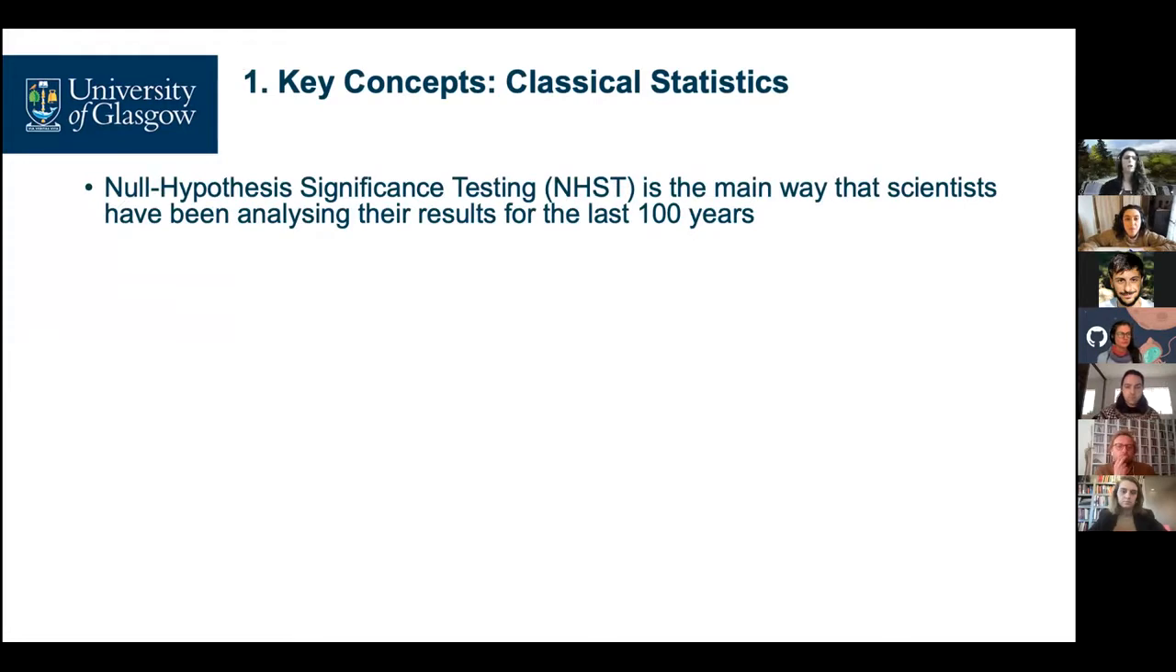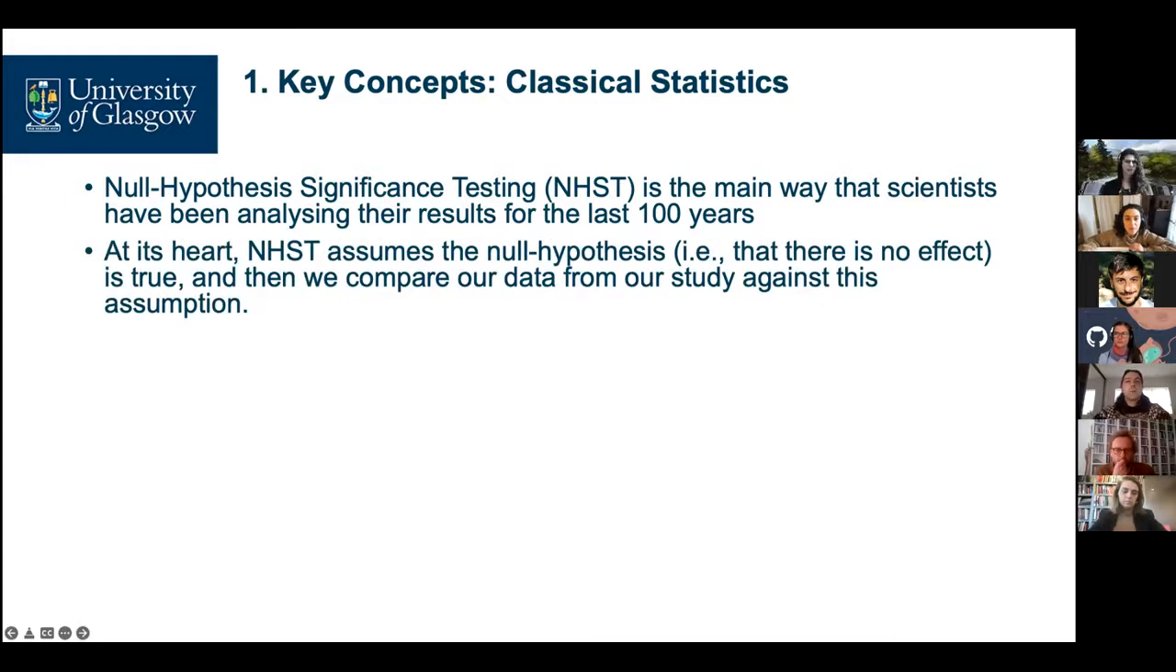So in terms of the background where we are, null hypothesis significance testing, or NHST, is the main way that scientists have been analyzing their results for any of their studies for the last 100 years. And this is called a classical framework of statistics, and that's what we've existed within for the last century.